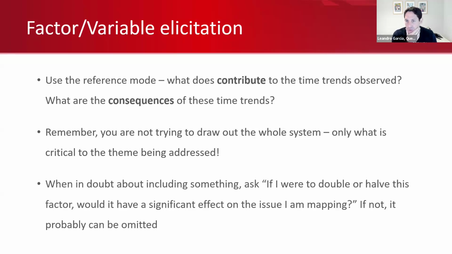Another tip here is, if you're in doubt about including something, ask yourself, if I were to double or halve this factor, would it have a significant effect on the CLD mapping? If not, then you probably can omit that factor. So that's a rule of thumb that you can use when in doubt about adding a factor or not.